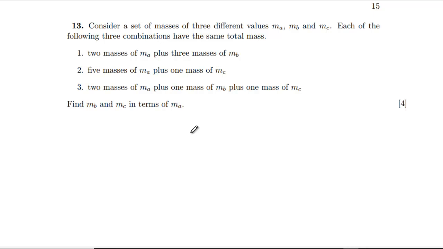Hello, continuing on with the 2020 Oxford PAT, we were up to question 13. Consider a set of masses of three different values, Ma, Mb, Mc. Each of the following three combinations have the same total mass: 2A plus 3B, which would be the same as 5A and 1C, which will be the same as 2A plus 1B plus 1C.